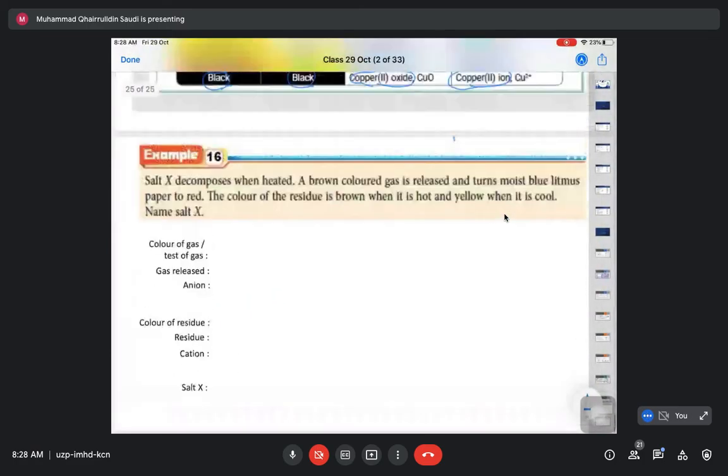Last one. Okey, dia kata salt act decompose when heated. Okey, so kita tahu bahawa salt ni dipanaskan. A brown coloured gas is released and turns blue litmus paper to red. The colour of the residue is brown when hot and yellow when cold. Name salt X. Ini yang dia suruh buat. Name salt X. So kita tengok satu-satu.